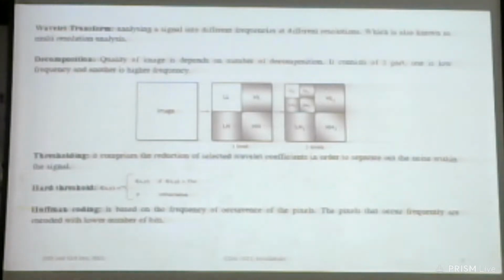The wavelet transform analyzes a signal into different frequencies at different resolutions, which is also known as multi-resolution analysis. In decomposition, the quality of an image depends on the number of decompositions. It consists mainly of two parts, high frequency and low frequency. Every image is divided into four parts: approximation detail, vertical detail, horizontal detail and diagonal detail.